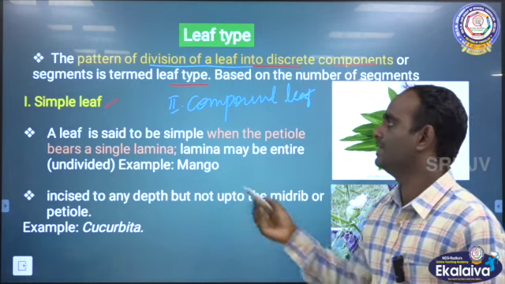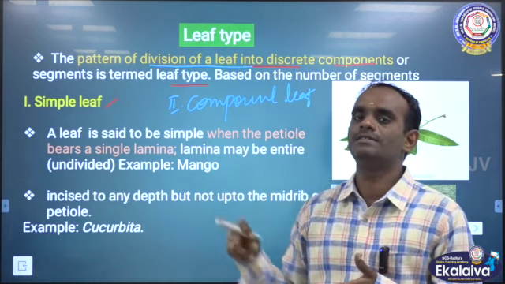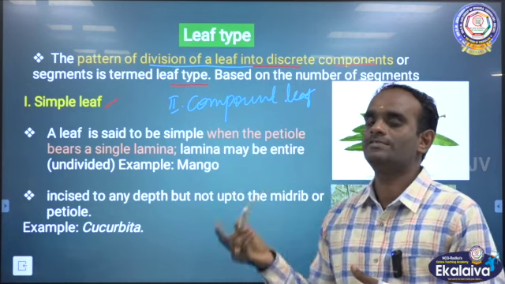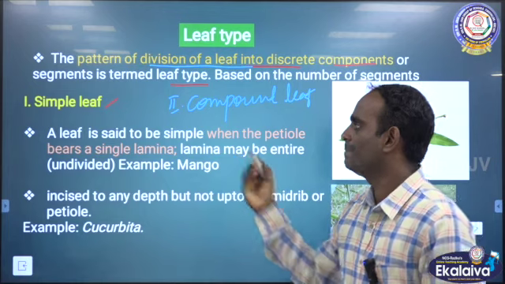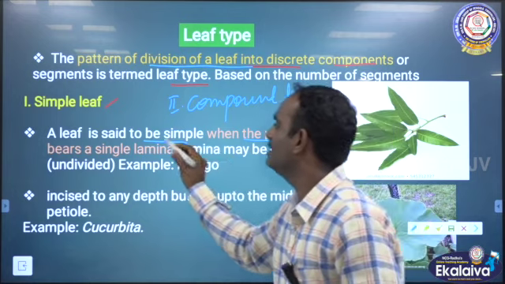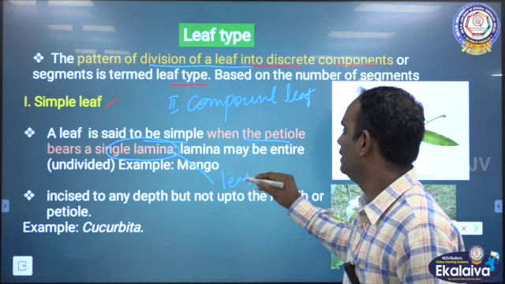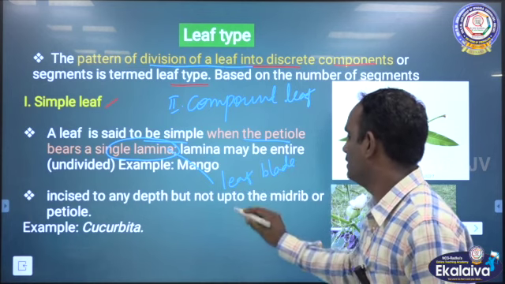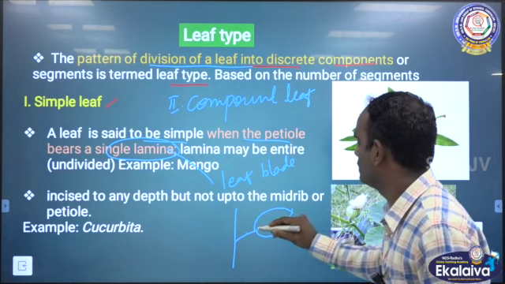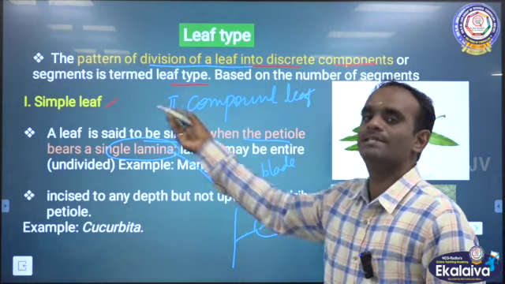Okay. So, first we will see the simple leaf. The name itself you can easily understand. Simple. The arrangement is simple. The petiole bearing only one leaf. Such type of leaf is said to be simple leaf. See here, a leaf is said to be simple when the petiole bears a single lamina. Lamina is nothing but leaf blade. See, this is the petiole. If the petiole bears a single leaf, such type of leaf is said to be simple leaf.